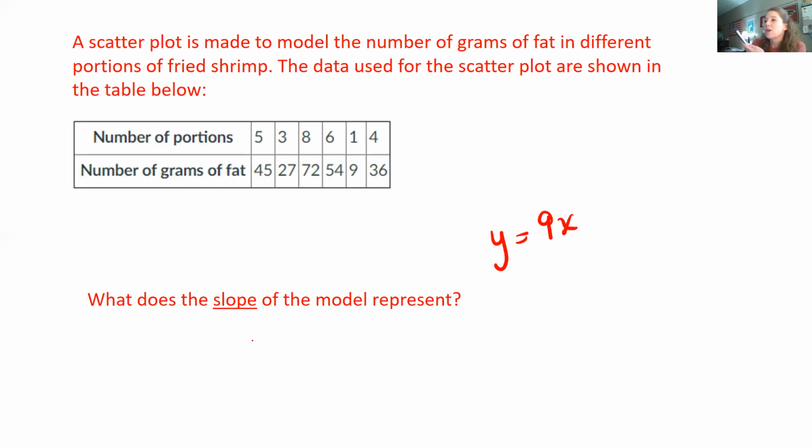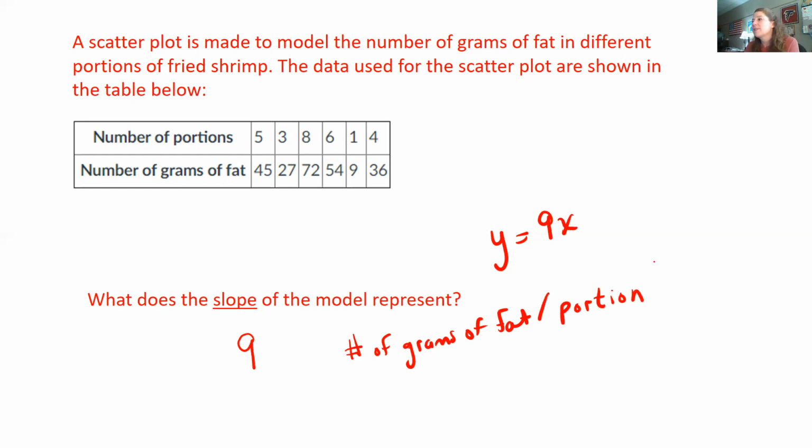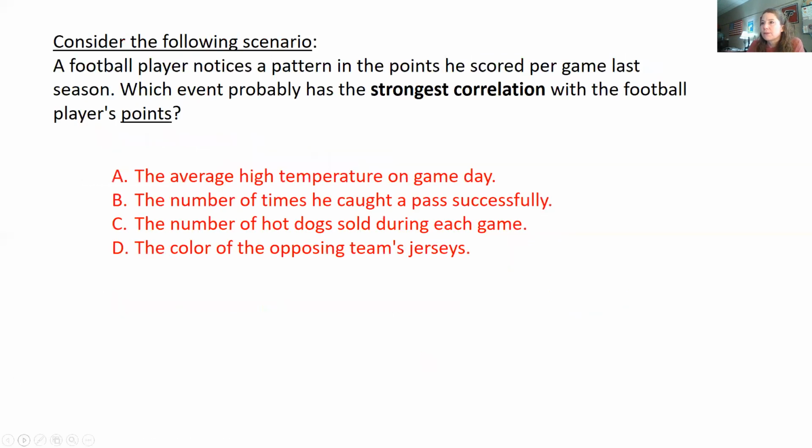So what does the slope mean? So the slope is the number of grams of fat, what? Per portion. It's the number of grams of fat per portion. Oh, yep, that's what we said.